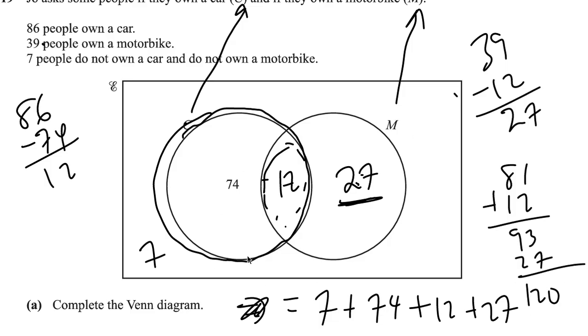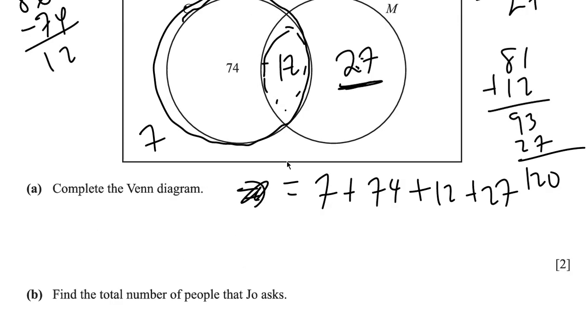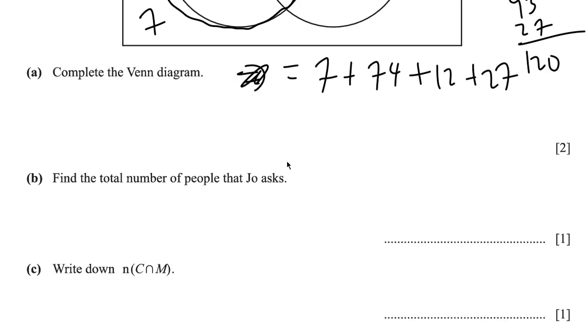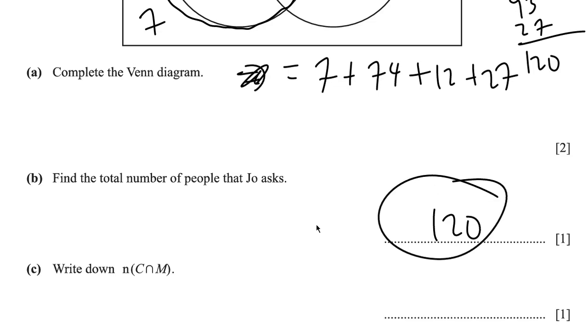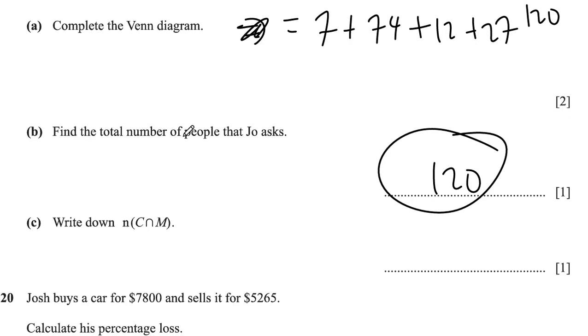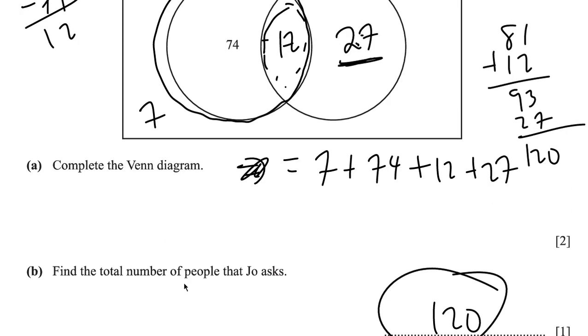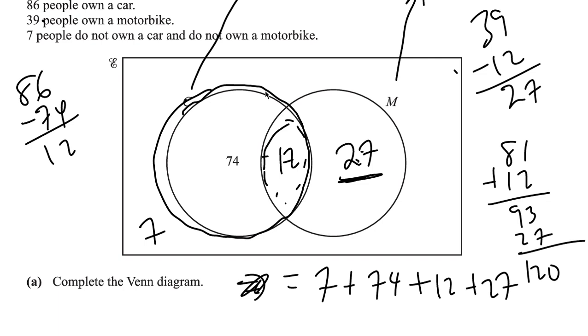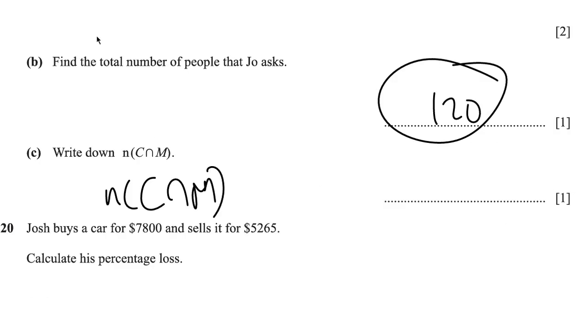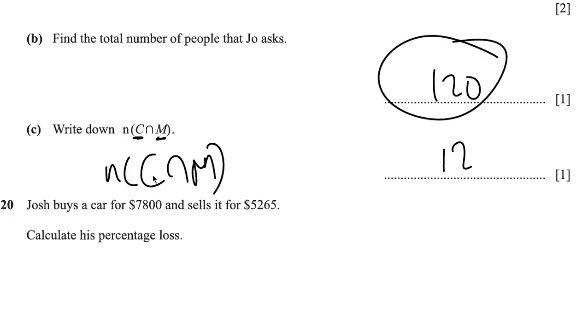So you just add every single part of the Venn diagram. That gives you the entire universal set, right? And that's 120 people. Then C says write down n of C intersect M. I explained this earlier, right? That is C intersect M, those that are both in C and M. And we got that as 12. We subtracted 74 from 86, and that gave us 12, right? So it's simply 12, those that own both a car and a motorbike at the same time.